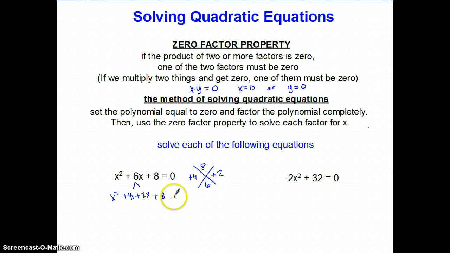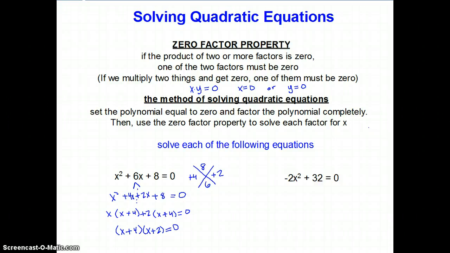Now that I have four terms, I may factor by grouping. So I split this down the middle and take out the x on the left, leaving me with x plus 4. And on the right, I take out a positive 2, leaving me with x plus 4. This still all is equal to 0. On the left, I take out the x plus 4. And when I factor out the x plus 4, I'm left with x plus 2 in the second set of parentheses. Now from here, I apply the zero factor property.